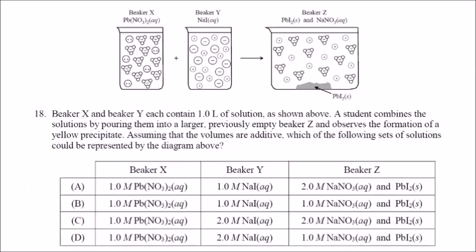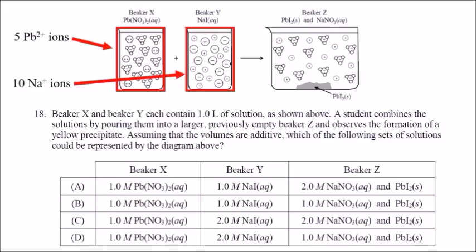In number 18, we have a particle diagram. We're starting with a solution of lead nitrate. And if we count the lead cations in that diagram, there are 5 lead ions. Then we have sodium iodide, and if we count those cations, we actually have 10 sodium ions. So what does the particle diagram tell us about the relative concentrations for these two solutions?